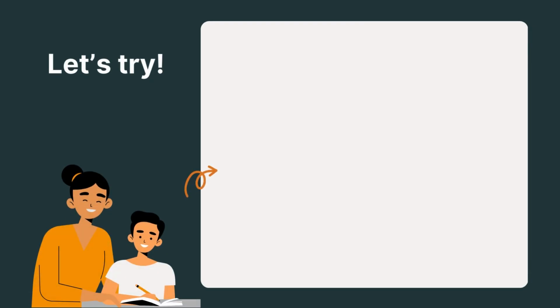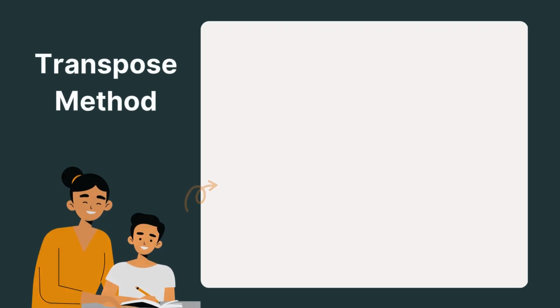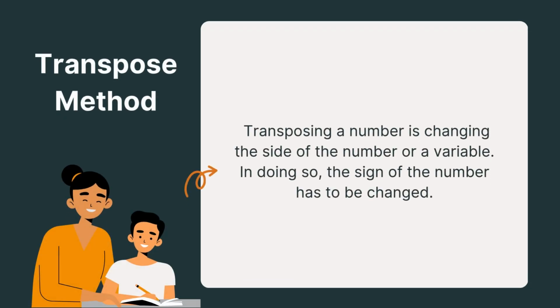Okay, now let's try a question. Solve the following equation. X plus 7 is equal to 11. Here, we can change the side of 7 from left-hand side, LHS, to RHS, and change the sign from plus to minus and get 11 minus 7, which is 4. So, x is equal to 4. In this question, we used a method called transposing method. Transposing a number is changing the side of the number or a variable. In doing so, the sign of the number has to be changed.